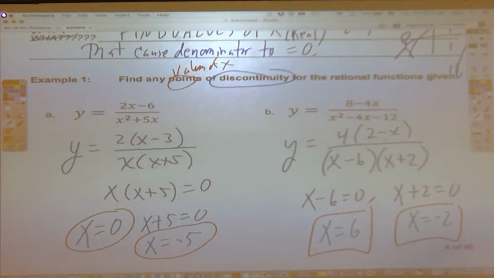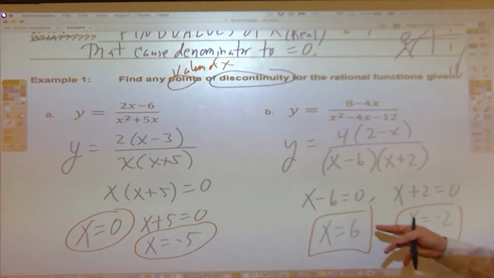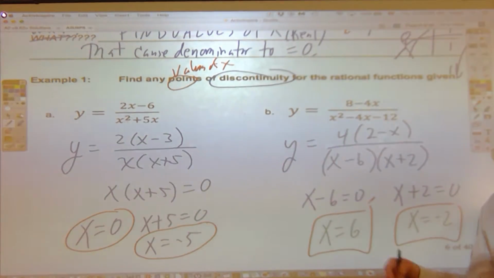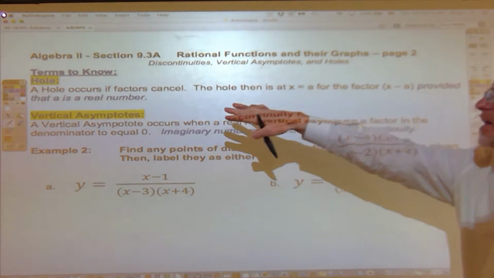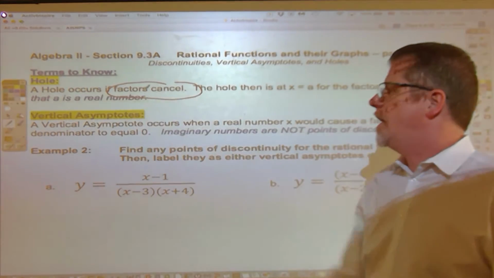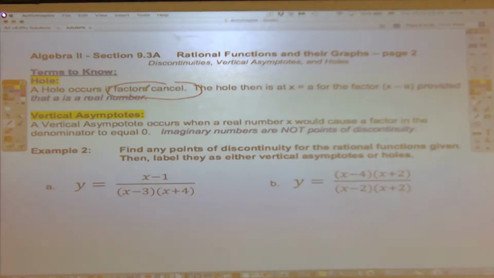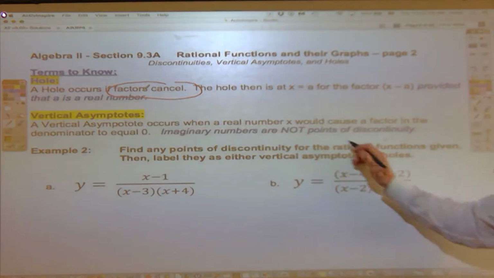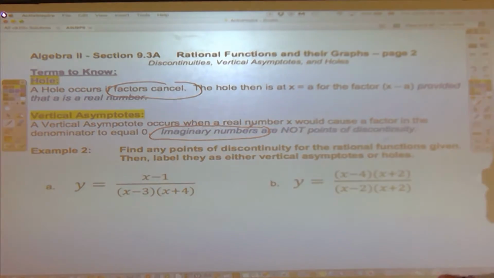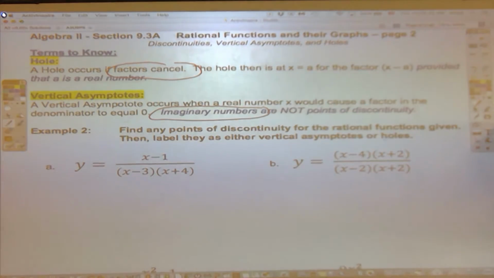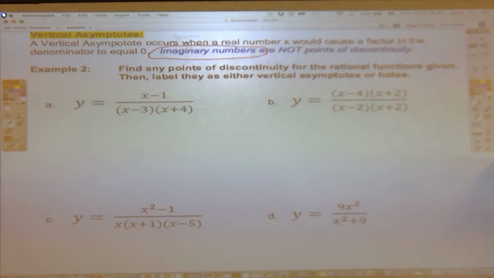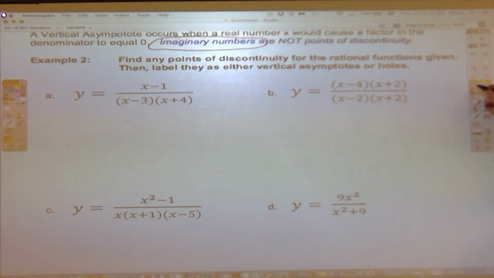So, next we need to find out, what does letting x equal 6 do to the graph? Does that cause it to have a vertical asymptote or a hole? Well, let's find out on the next page. So, the holes occur if the factors cancel. Vertical asymptotes occur when you just have a 0 in the denominator. Just ignore imaginary numbers. Those will show up in some cases. So these are the terms we need, hole and vertical asymptote. So here we go, letter A.